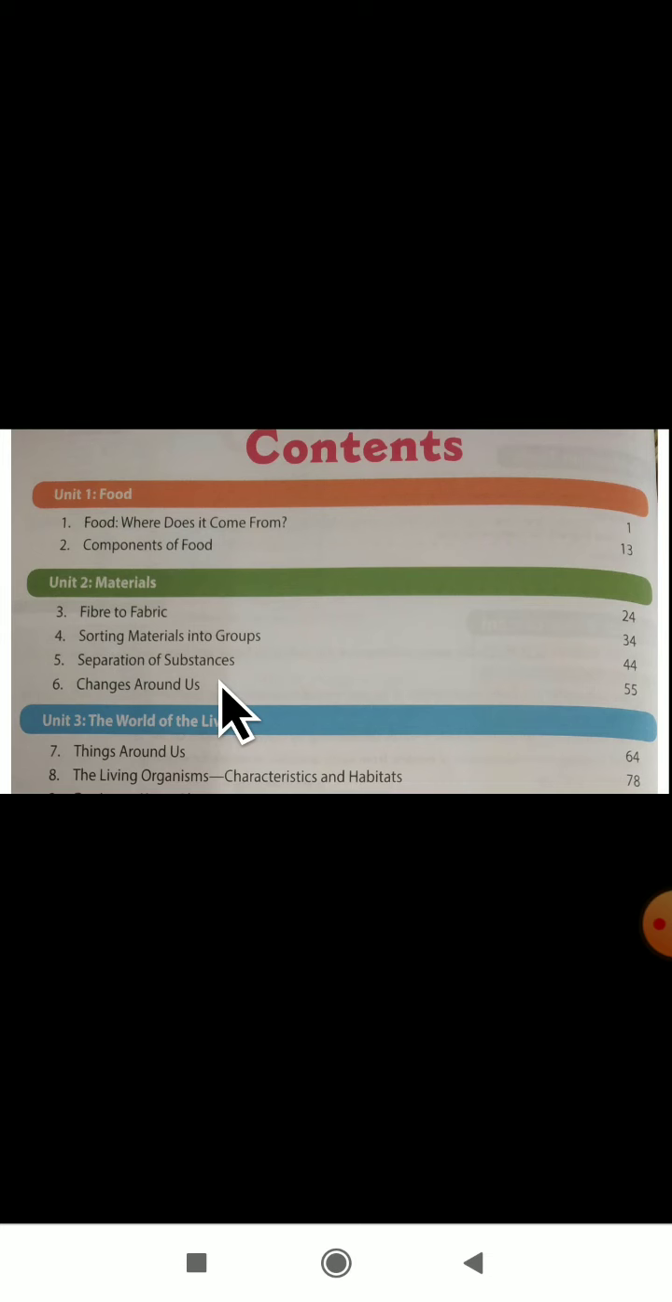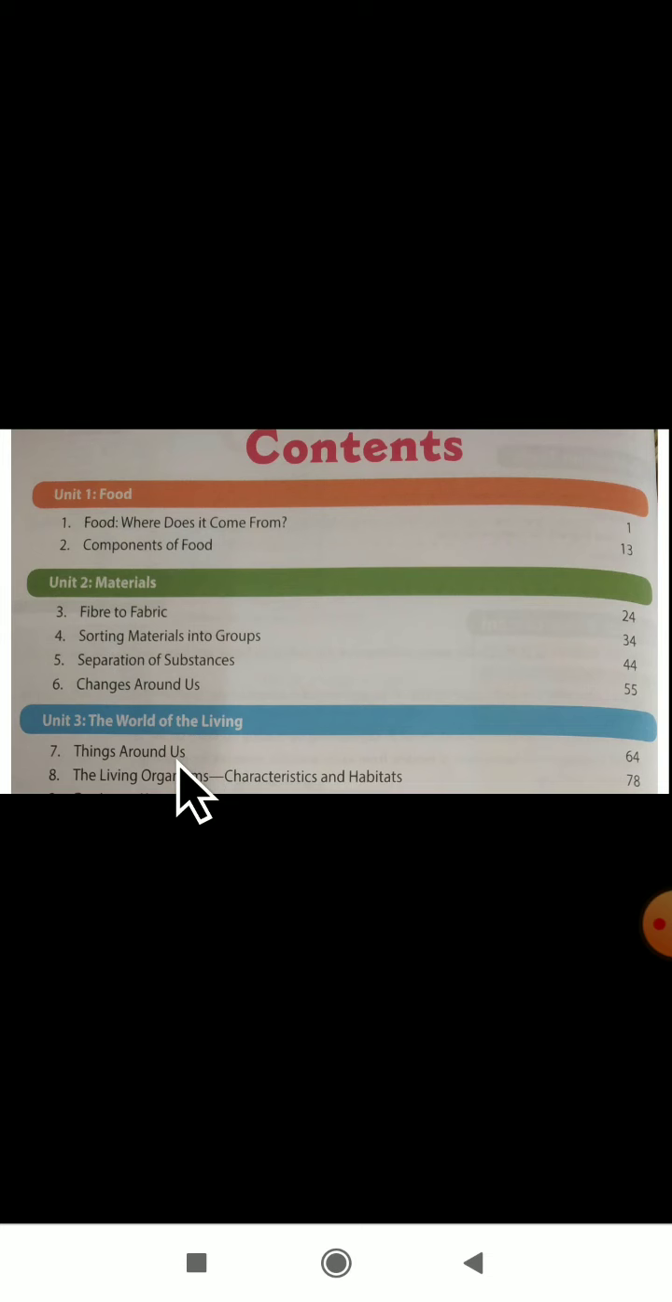Next is changes around us. Here we will study the types of changes. In our day to day life we see many changes in our surroundings. There are reversible changes and irreversible changes, and depending upon whether a new substance is formed or not, we have 2 types of changes: physical change and chemical change. Those types we will study in this lesson, and the concept of rusting also. This is all about the 6th chapter, changes around us.